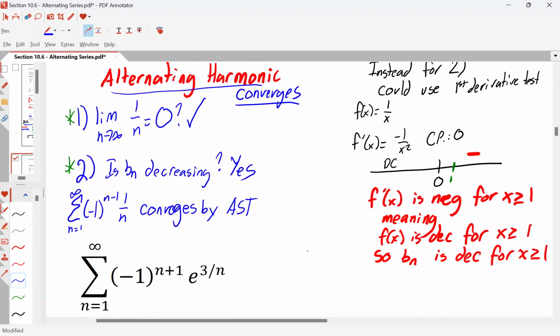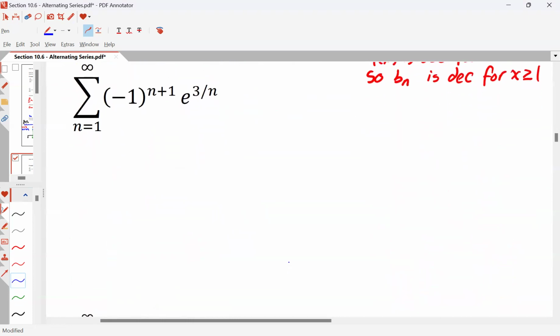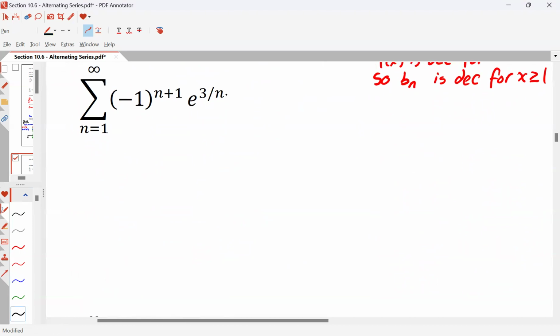All right, next example is negative 1 to the n plus 1 times e to the 3 over n. We wrote out some terms for this in the previous video. This looks like e cubed minus e to the 3 over 2 plus e to the 3 over 3 minus e to the 3 over 4, and so on.